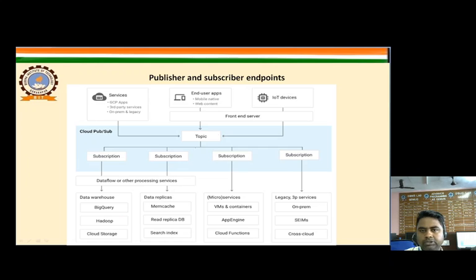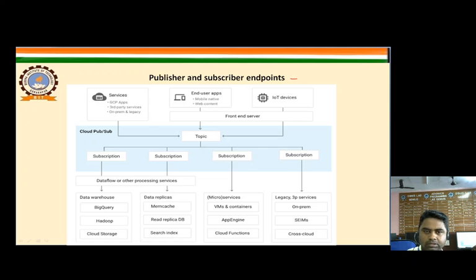Here are the publisher and subscriber endpoints. In the first slide we saw the relationship between the publisher and subscriber. The second one is the message flow between the publisher and subscriber, and the third one is the endpoints of the publisher and subscriber. So this is the endpoint of publisher and subscriber.